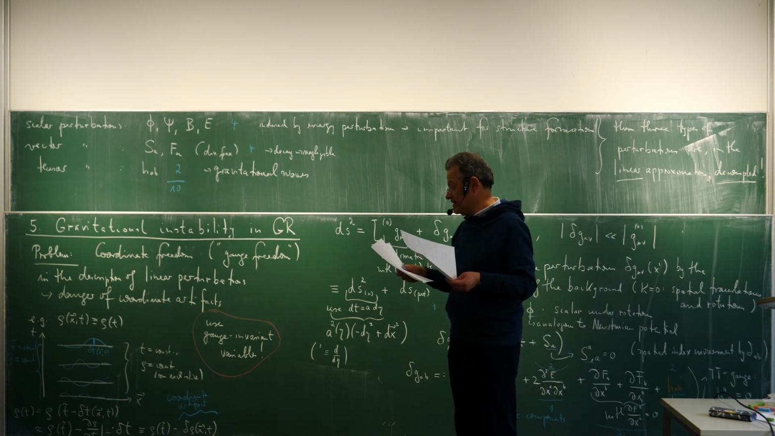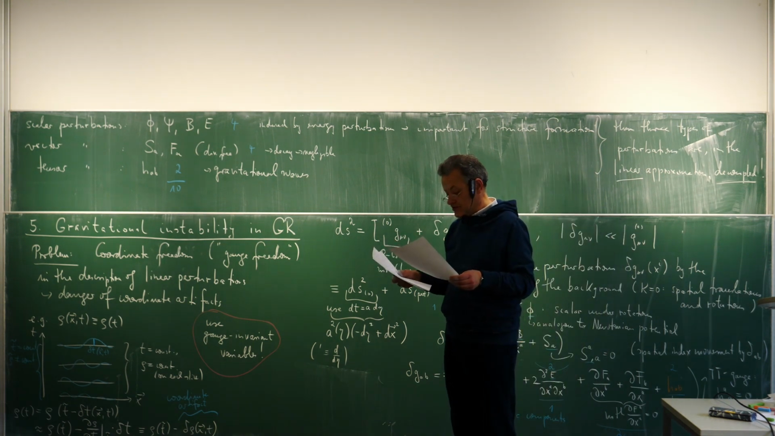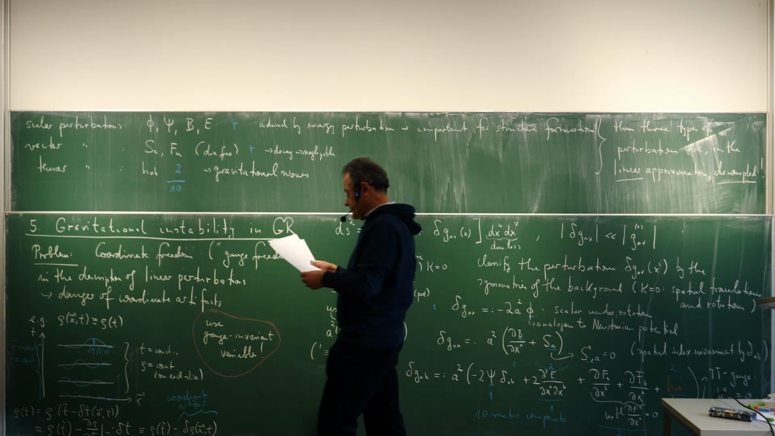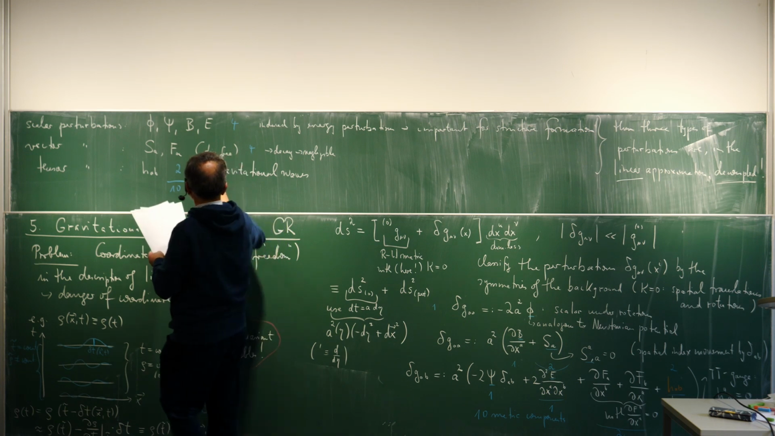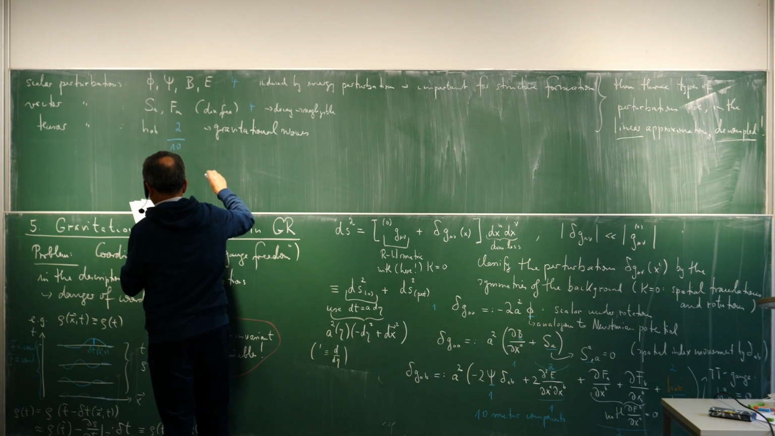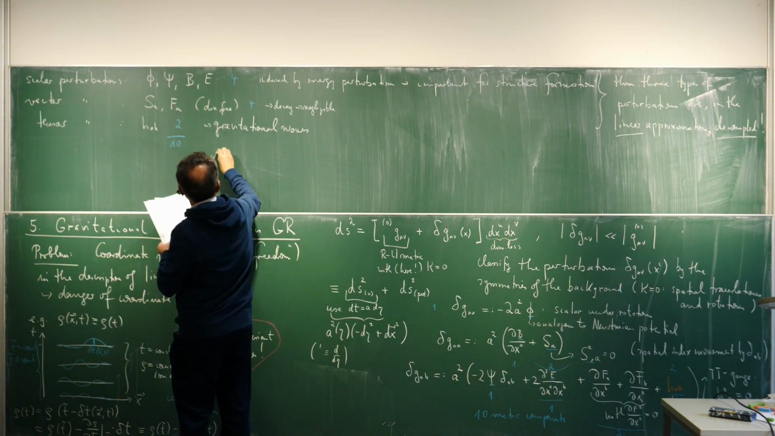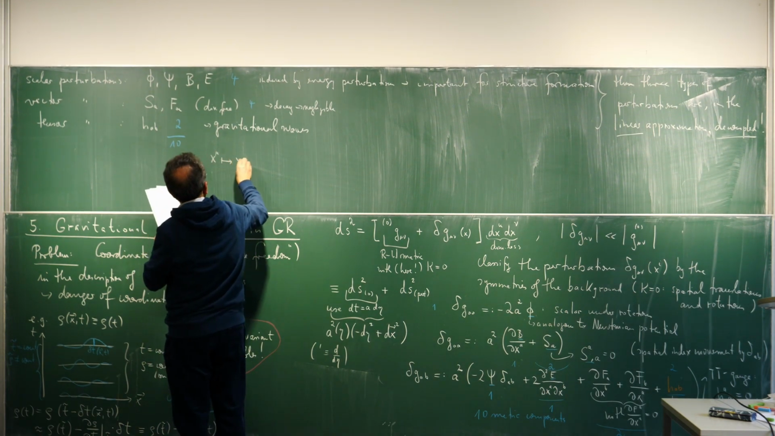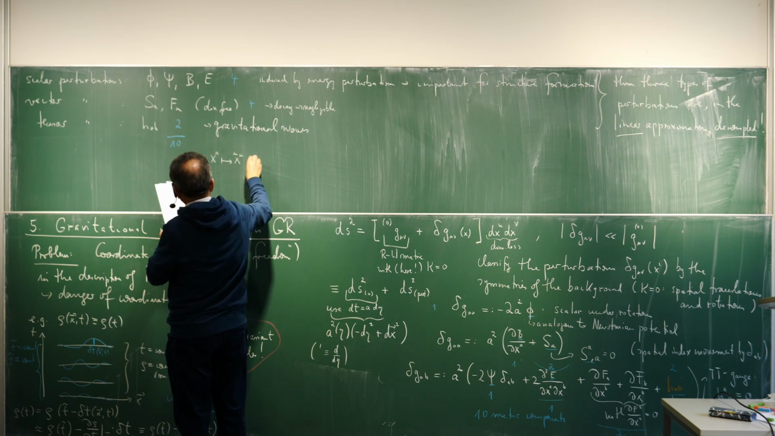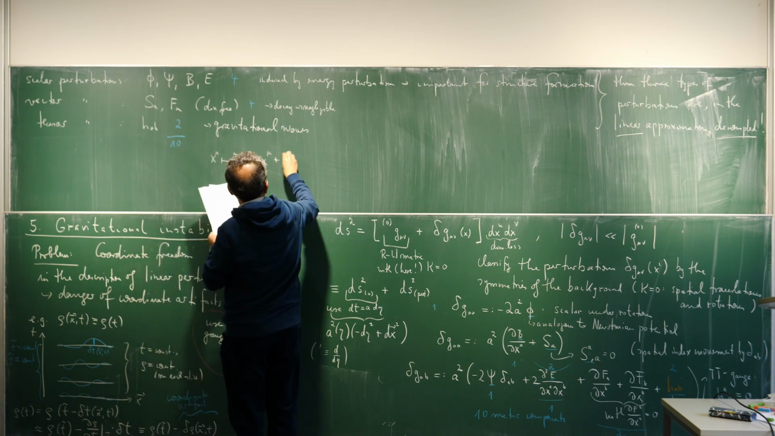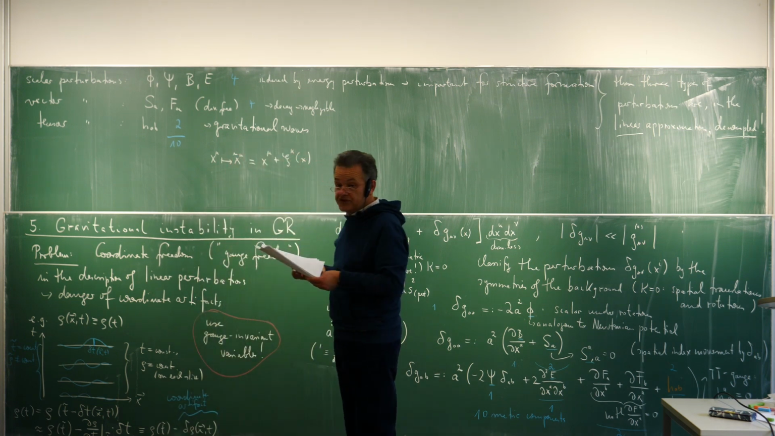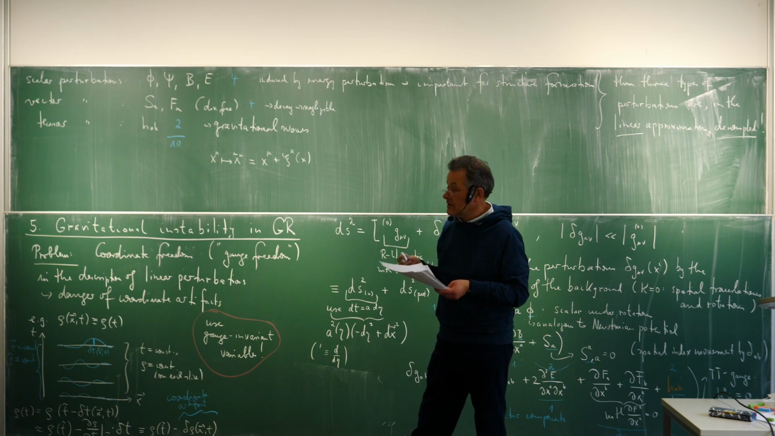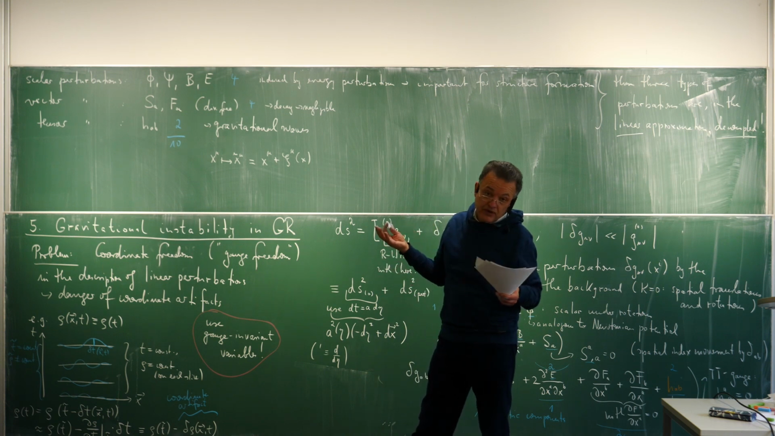Now the final thing for today is just to mention the following, and we will do the calculation the next time. So what we do here actually is to have a coordinate transformation x mu going to x mu tilde, x mu plus xi mu of x, with xi mu small, and consider the transformation of the metric perturbations under this.